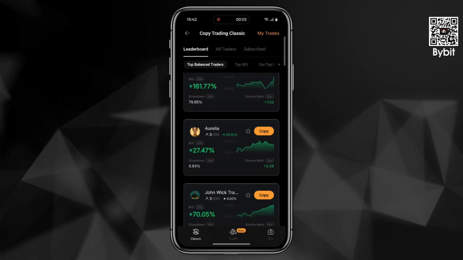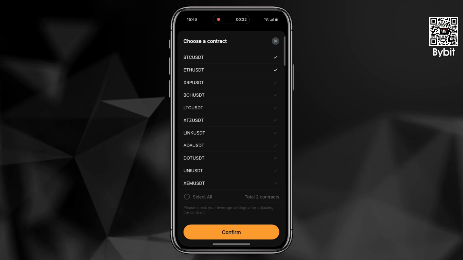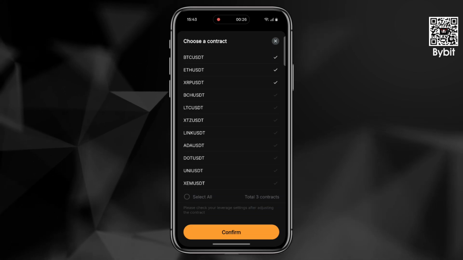Now that a trader is chosen, it's time to set up copying. In their profile, click Copy. Agree to the terms and select trading pairs. To reduce risks, keep only BTC USDT and ETH USDT. If you fully trust the trader, you can include all pairs.